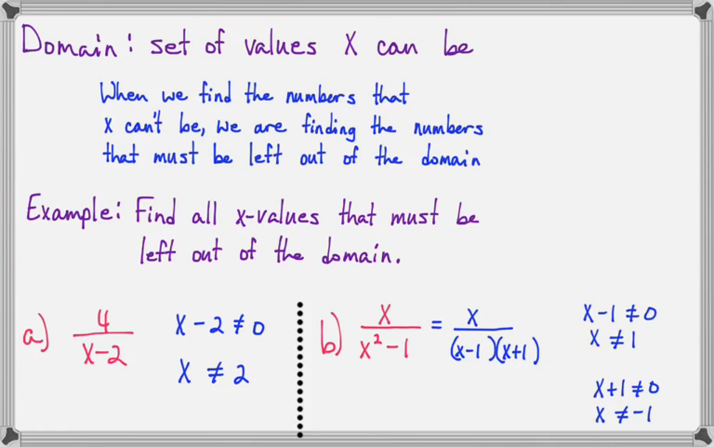And that is all there is to figuring out which numbers to leave out of the domain. You just have to figure out what would make the denominator equal 0, and if there's any factoring to do, just take each factor and set it not equal to 0 to find out what you have to leave out of the domain.